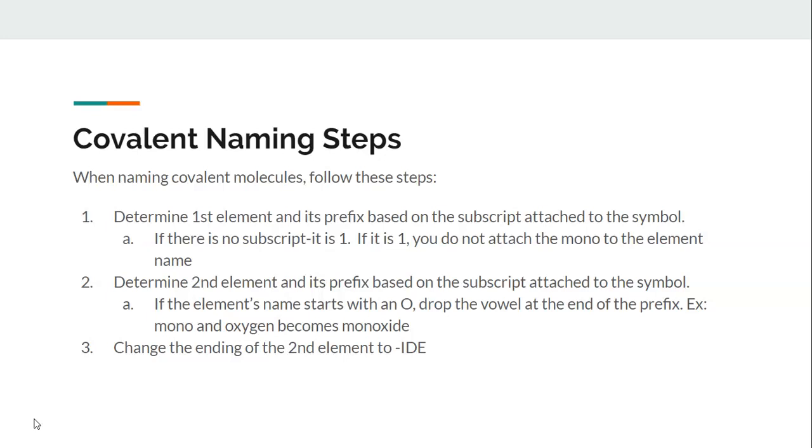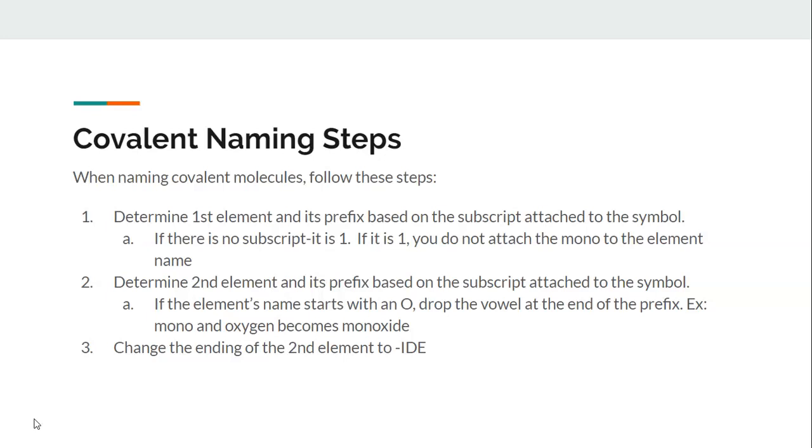Next, you're going to determine your second element and its prefix based on the subscript. So if you have a 7, you're going to use the prefix hepta. If the element's name starts with an O, you're going to drop the vowel at the end of the prefix. For instance, mono and oxygen become monoxide. And then you're going to change the ending of the second element to "ide."